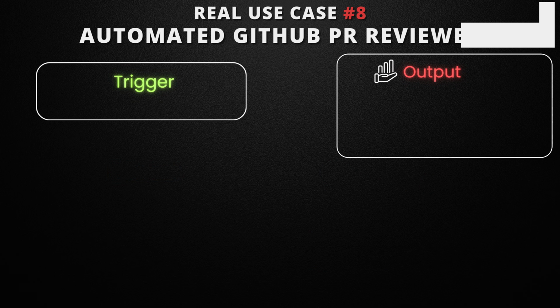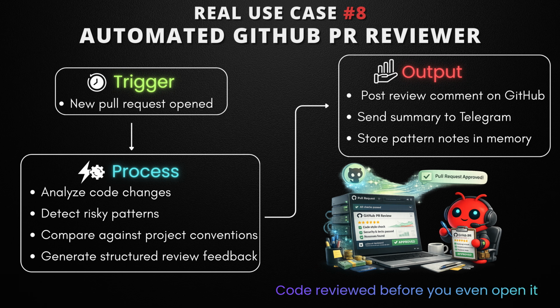Let's look at something developers will instantly appreciate. Imagine a new pull request is opened in your repository. Instead of waiting for someone to manually review it, your OpenClaw agent automatically analyzes the diff.